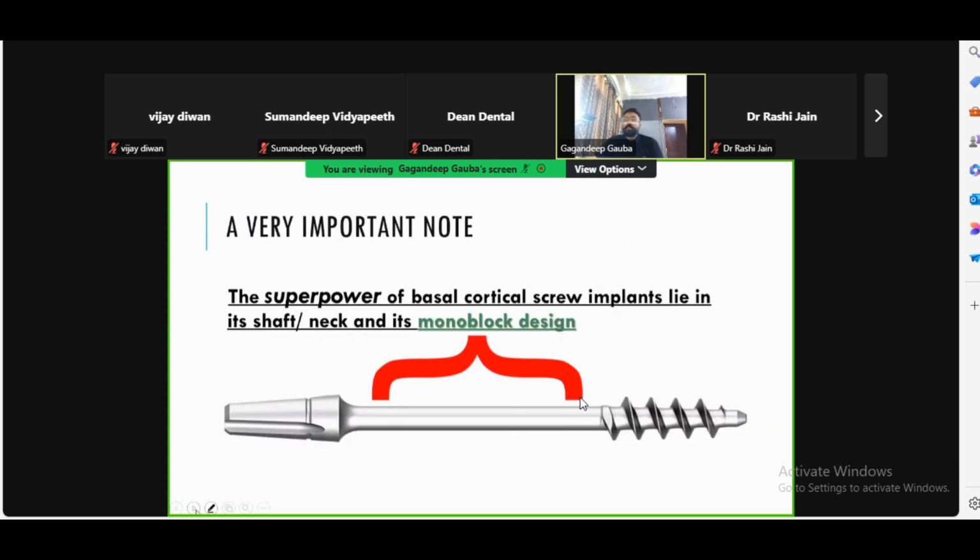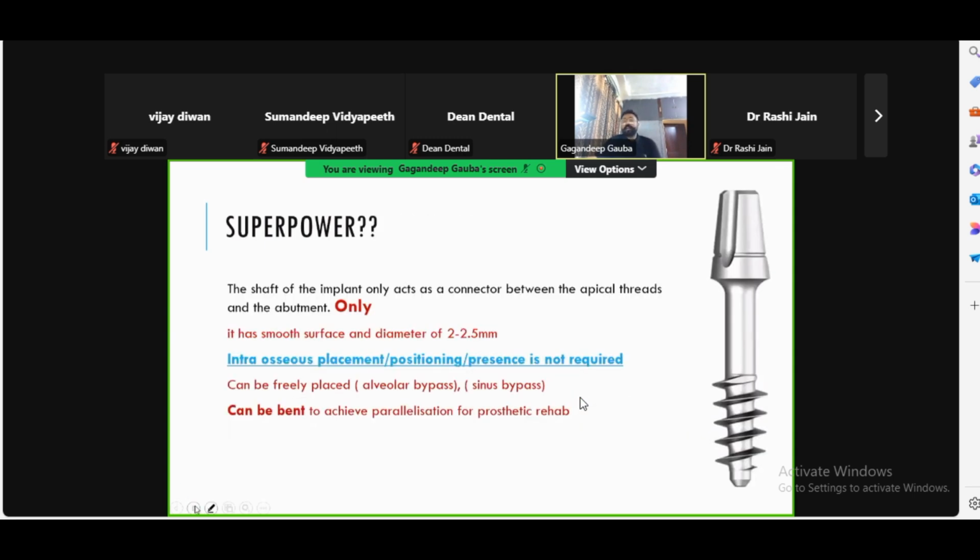A very important note is the superpower of the basal implant lies in the shaft or neck and its monoblock construction. Now you will ask, a superpower? How can an implant have a superpower? So let me explain to you. The shaft of the basal implant is from the uppermost thread to the base of the abutment. This is the shaft of the implant. The shaft of the implant is only 2 to 2.5 millimeters in diameter, and it's made up of a polished surface. It's not surface treated.